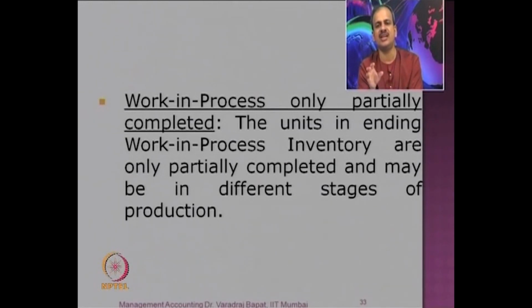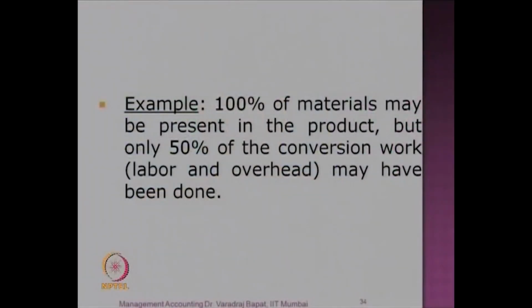Now, work in progress, in case of partly finished units: the units in the closing work in progress inventory could themselves be at different stages of completion. For example, material might have been brought in and some labor work has been done. Material may be fully brought in, but labor may be done just 50%. So, even if the unit is incomplete, in terms of material it may be complete, and in terms of labor it may be 50% complete. That is, 100% of material may be present, but only 50% of labor or overheads may be done.